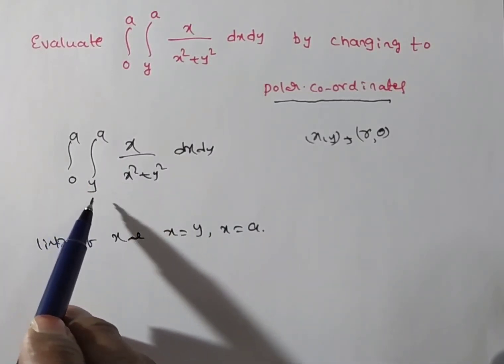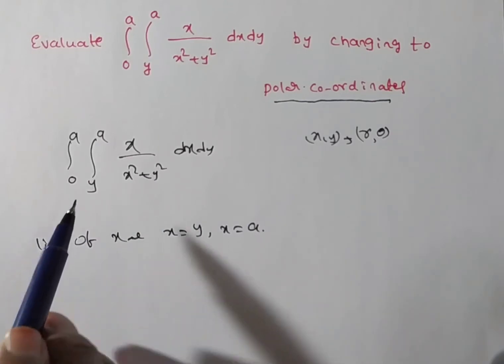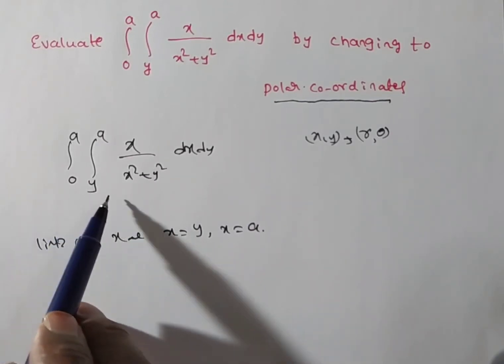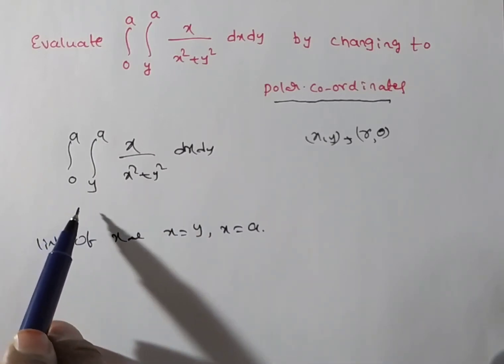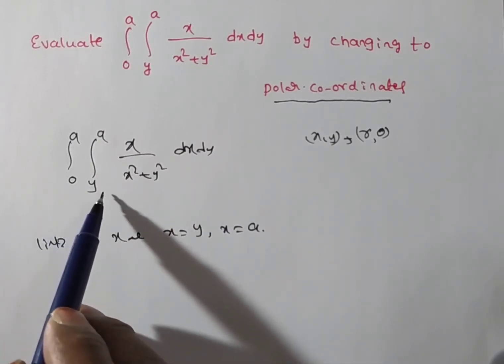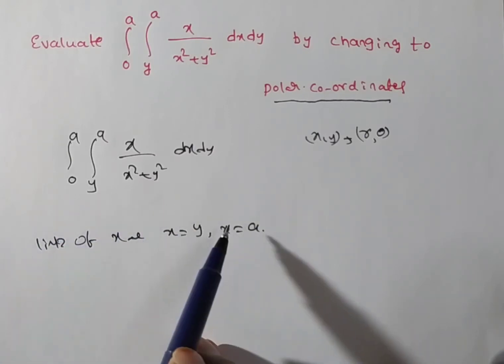Here you observe, friends, it is a function of y. Whenever it is a function of y, then obviously it is the other limit, not the y limits. You can't say the y limit is from y is equal to a. Is it clear? So obviously it is the other limit. So you can say x is a function of y. You can't say x is a function of x. So x is equal to y and x is equal to a.